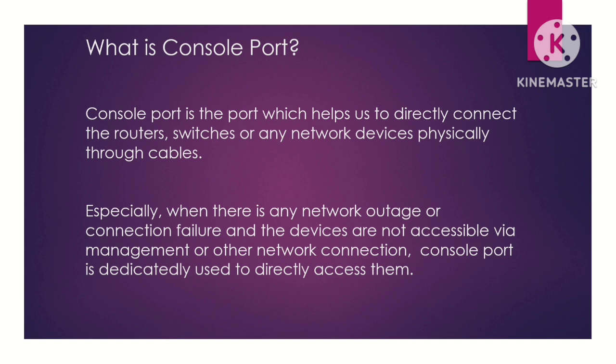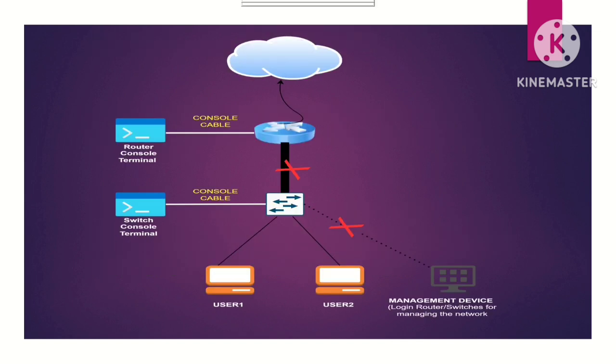So especially when there is any network outage or connection failure, the devices can be directly connected and check what is happening on the device. So you can see here you have a management port connected on the right end, where you can connect these devices remotely through the management port dedicatedly, which is down now. And also the link between the switch and the router is also down. So if you are physically present near the devices, router and switches, you can connect them directly through the console port. So this is the basic need of a console port.